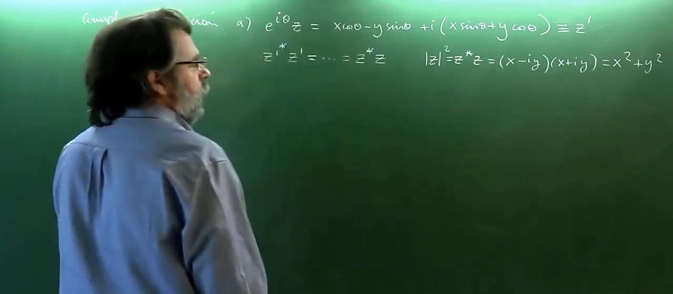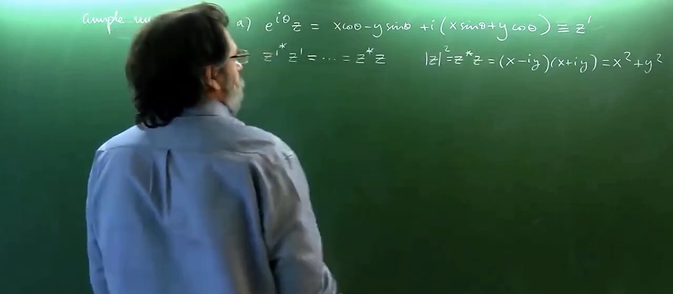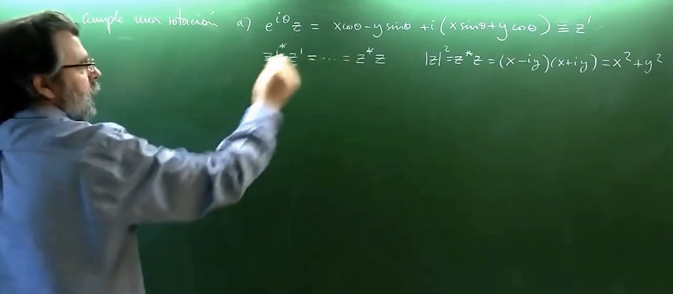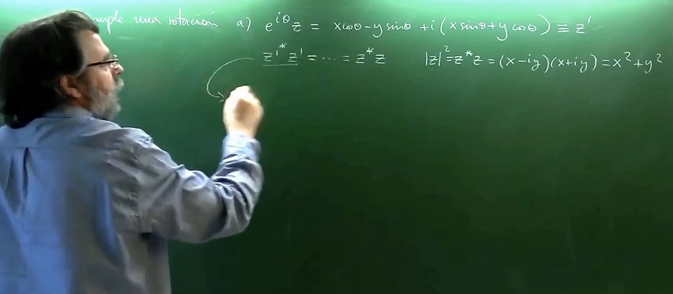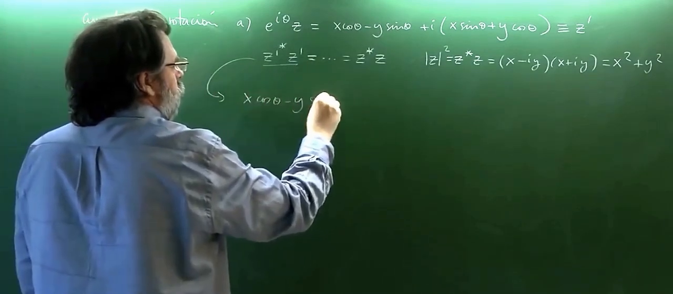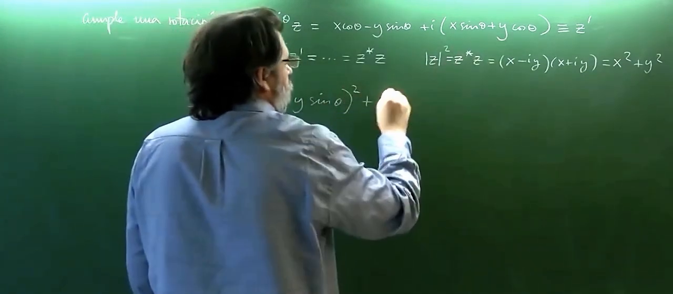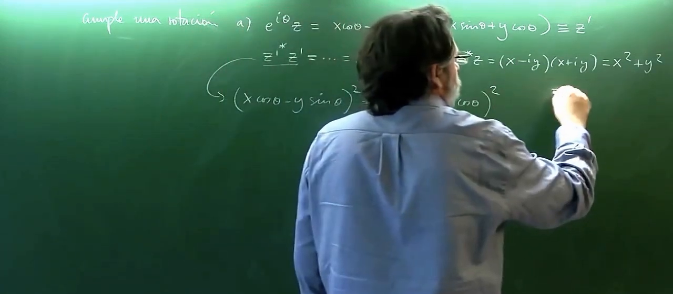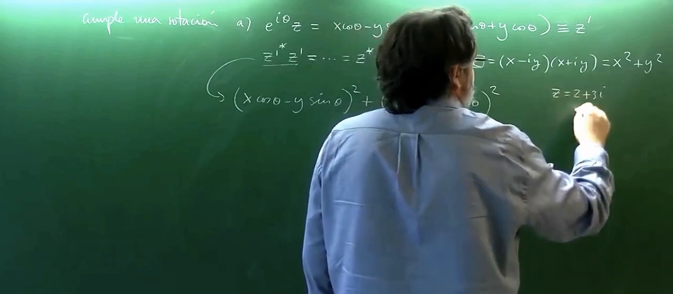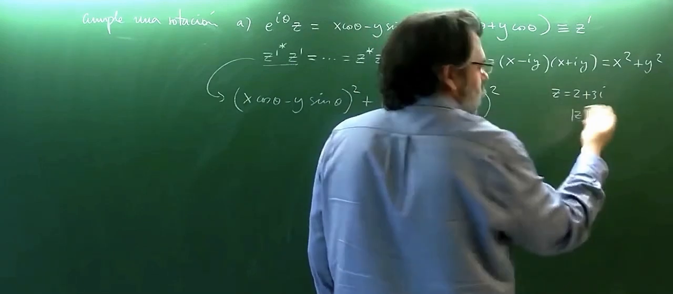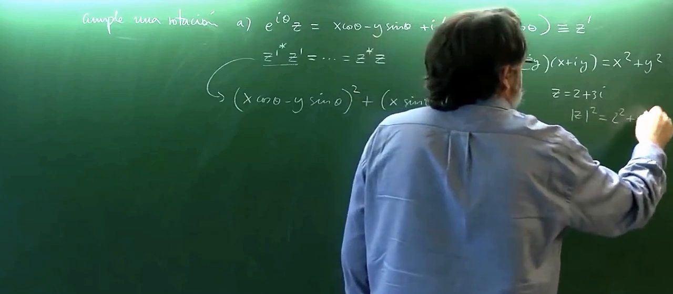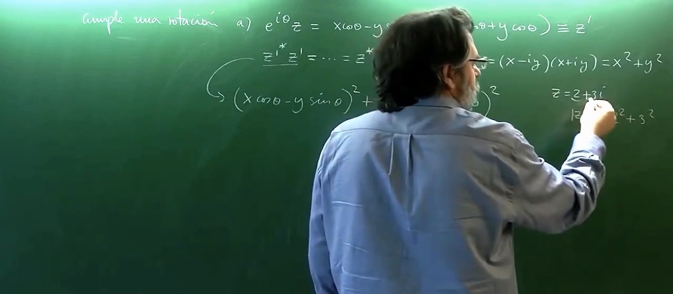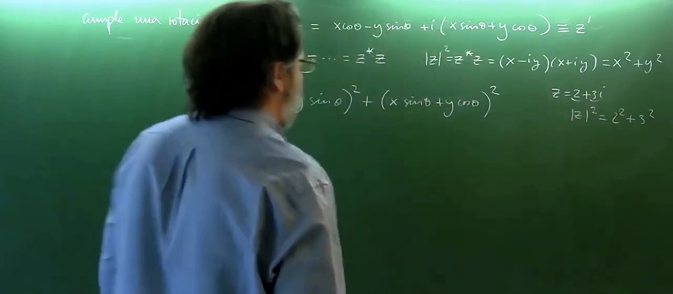Very good. Knowing this information, we're going to go straight and say that this guy is going to give this squared plus this squared. Let's see, in case you're wondering if I'm going too fast. If I have a complex number 2 plus 3i, and I wonder what the modulus squared is, you know that this is 2 to the power of 2 plus 3 to the power of 2, that is, taking the real part squared and the imaginary part squared. Well, this is what I'm doing.